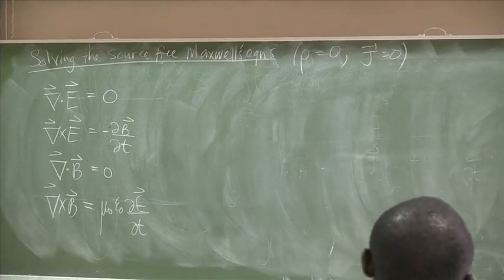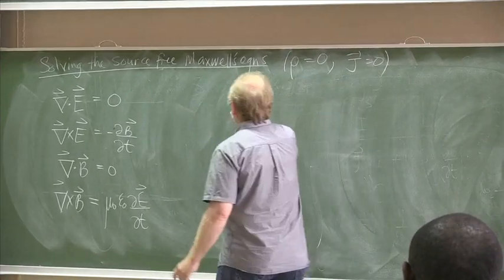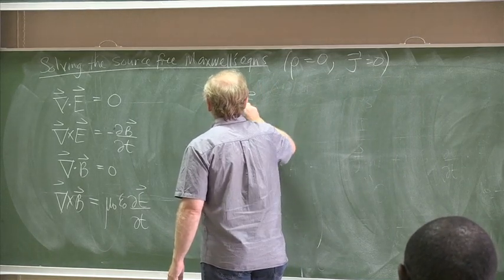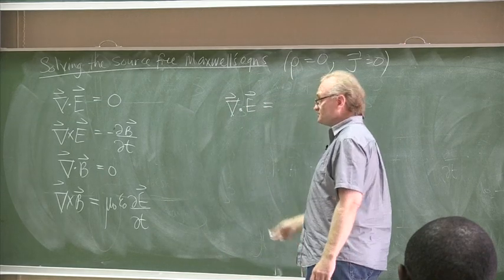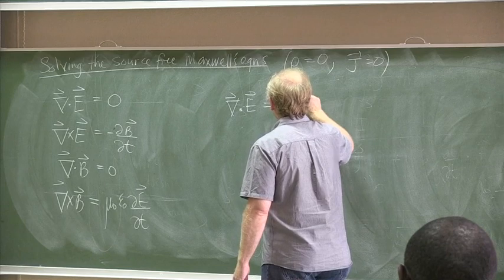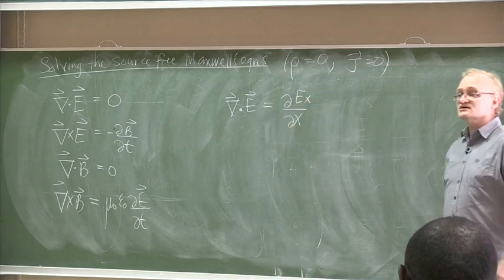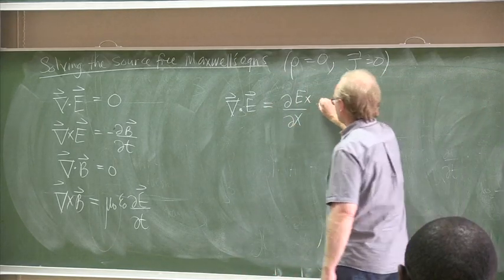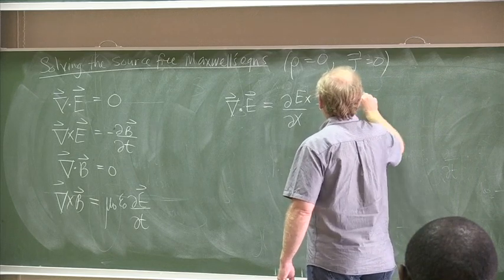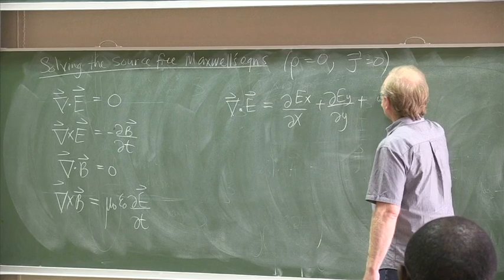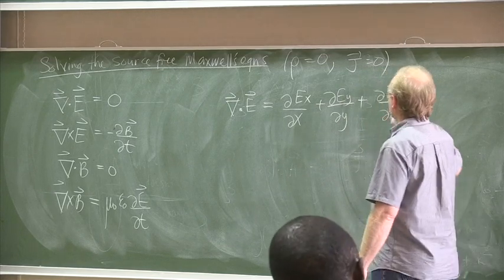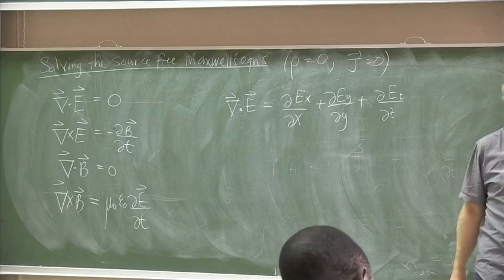Okay? Now, let's calculate, first of all, what is the divergence of E? So this will be equal to the derivative with respect to x of the x component of E, plus the derivative with respect to y of the y component of E, plus the derivative with respect to z of the z component of E.